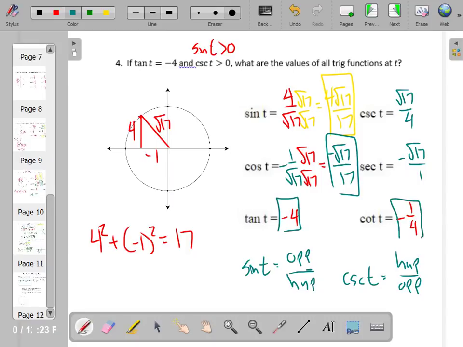Now we have all 6, and we're good to go. So what you need to do is draw a helper triangle, find the missing side, and then label all 6 trig functions.